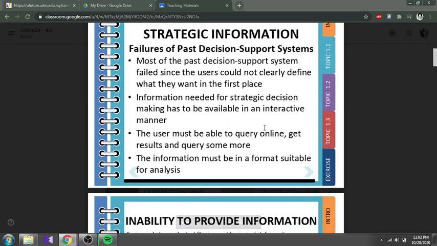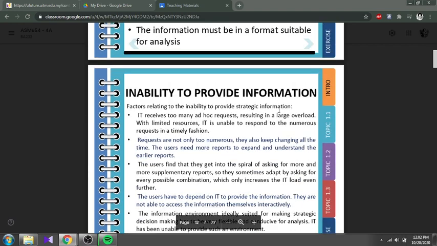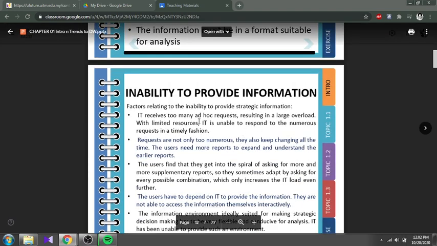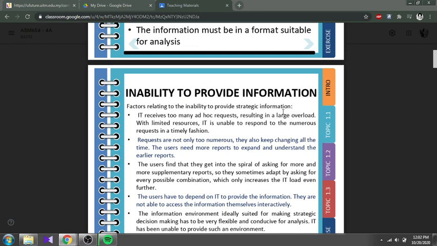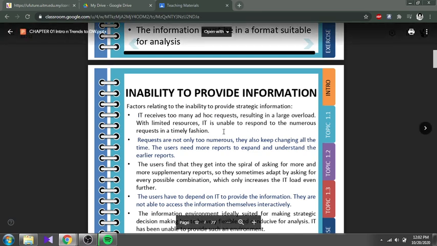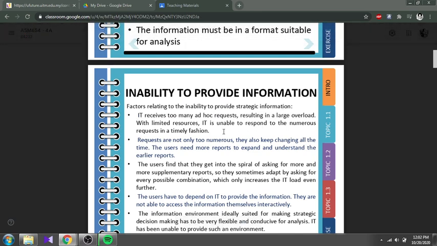redundant page here. And inability to provide information. A factor relating to the inability to provide such information is that IT received too many ad hoc requests, resulting in a large overload with limited resources. IT is unable to respond to the numerous requests in a timely fashion.